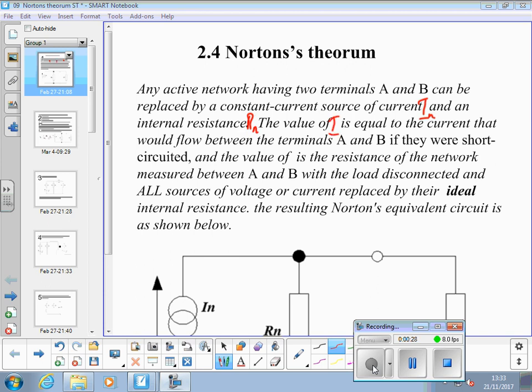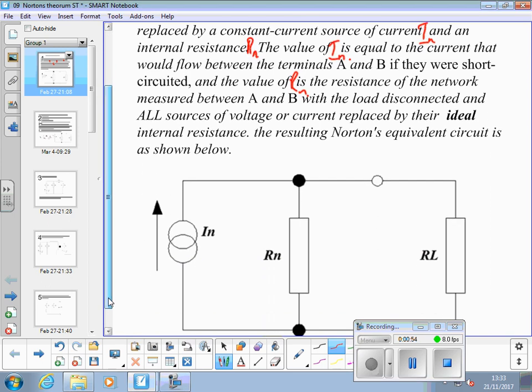The value of IN is equal to the current that would flow between the terminals A and B if they were short-circuited, and the value of the resistance Rn is the resistance of the network measured between the terminals A and B with the load disconnected and all sources of voltage or current replaced by that ideal internal resistance. Resultant Norton circuit looks like this.